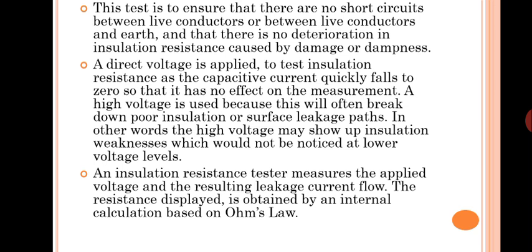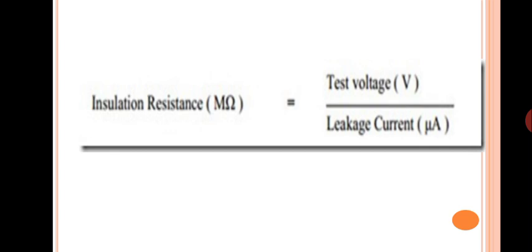An insulation resistance tester measures the applied voltage and the resulting leakage current flow. The resistance displayed is obtained by internal calculation based on Ohm's law. That is, insulation resistance is equal to test voltage divided by leakage current.